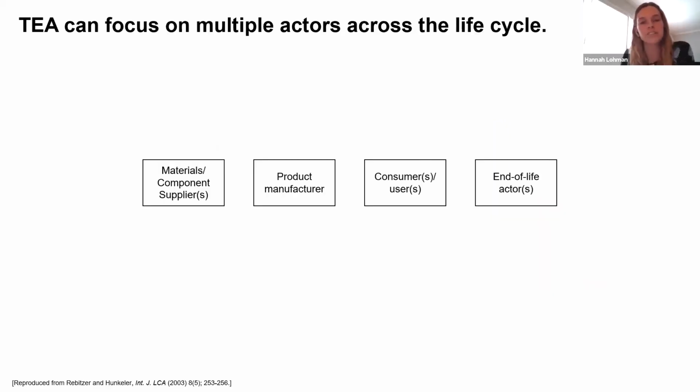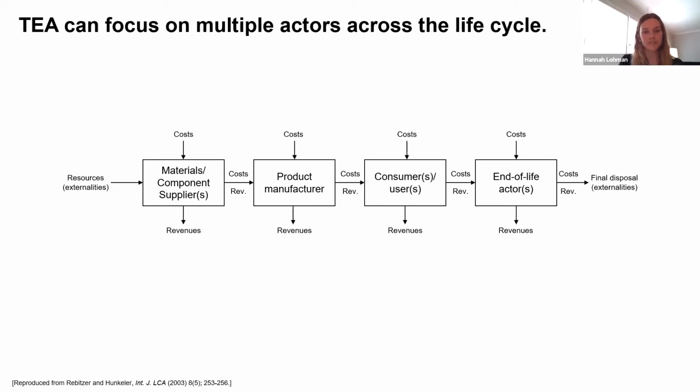And then for the system boundary, there are different phases of the life cycle. And so these 4 boxes identify different phases of the life cycle. So the first is getting the materials and components. So that would be the materials and component supplier. And then they would provide the materials to the product manufacturer. And then the consumers and users would interact with the product, potentially buy it if it was not a free product. And then the end of life actors, they would be in charge of disposing of the product, recycling, whatever steps need to take to decommission the product.